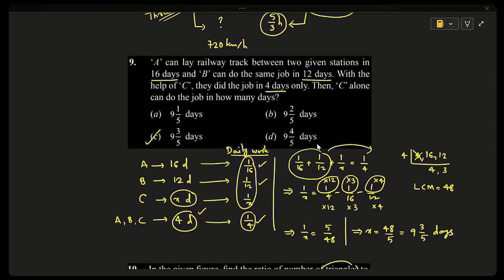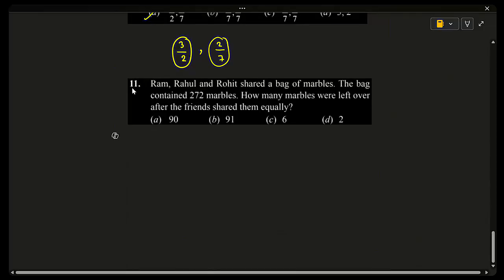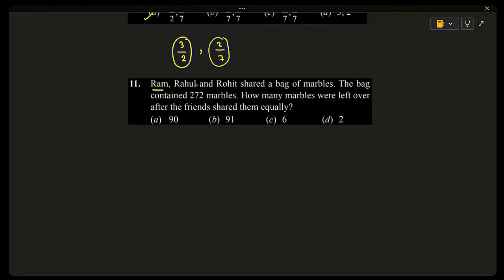So let's take the 11th one. Seventh question. Ram, Rahul and Rohit shared a bag of marbles. The bag contained 272 marbles total. How many marbles were left over after the friends shared them equally? That means total 272 marbles are there. It is divided among 3 friends. So let us do the division.